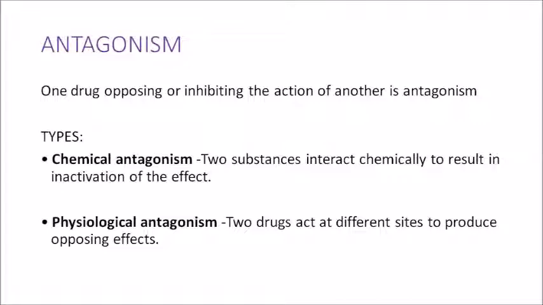There are four types. One is chemical antagonism, where two substances interact chemically to result in inactivation of the effect. Second one is physiological antagonism, where two drugs act at different sites and they produce physiologically opposing effects. For example, insulin and glucagon. They act at different sites but they produce physiologically opposing effects.